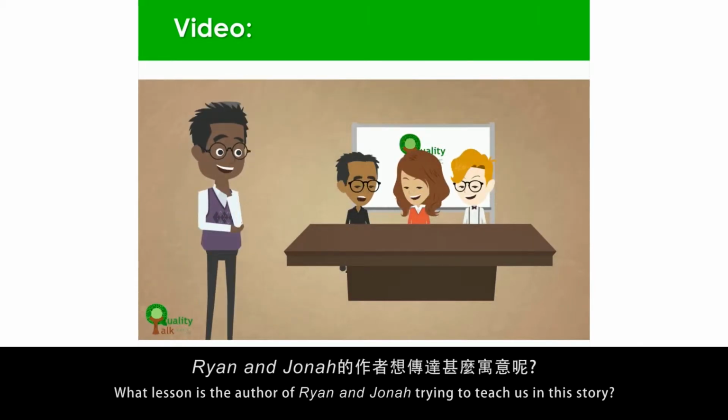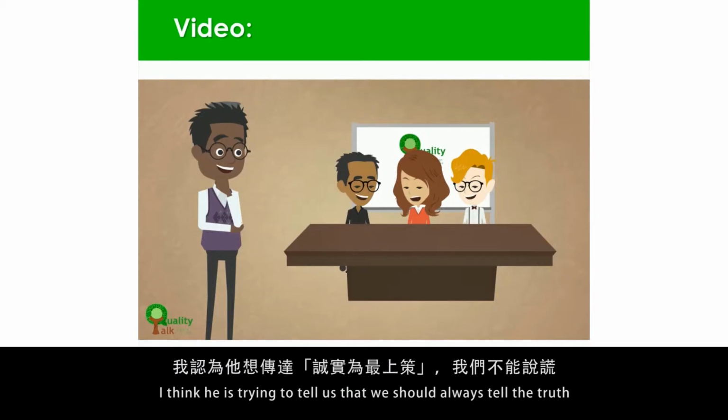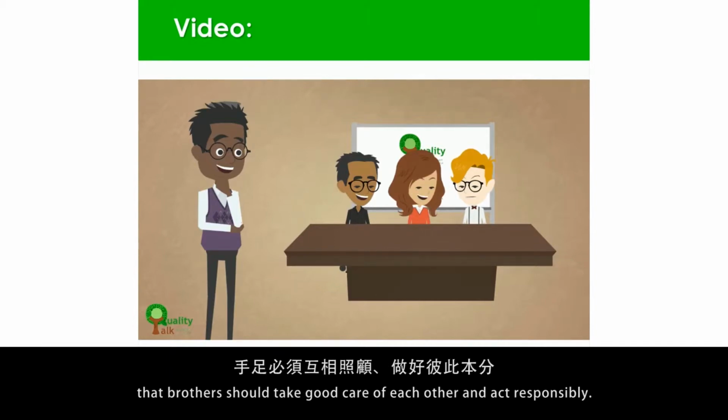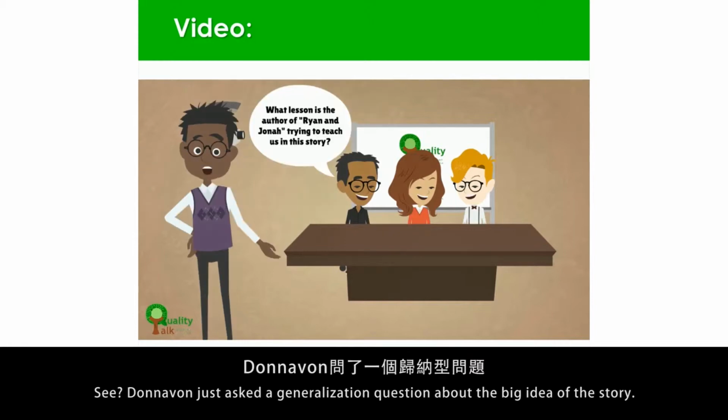What lesson is the author of Ryan and Jonah trying to teach us in this story? I think he is trying to tell us that we should always tell the truth because being honest is important. Well, I think he is telling us that brothers should take good care of each other and act responsibly. See? Donovan just asked a generalization question about the big idea of the story.